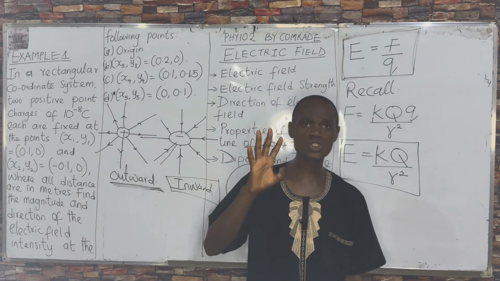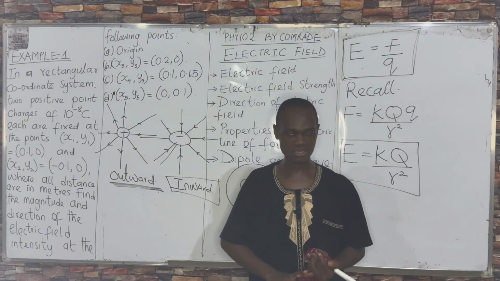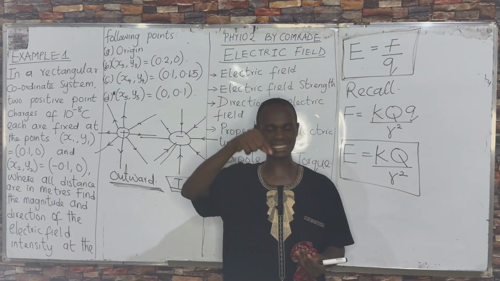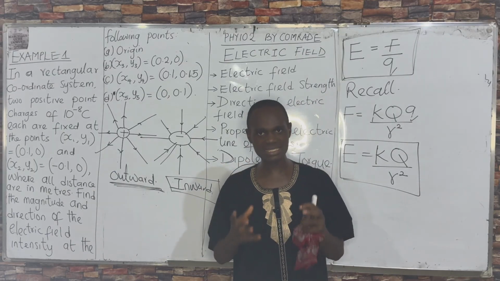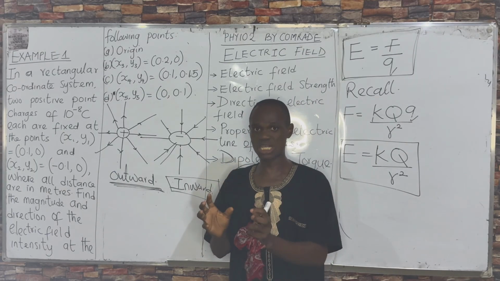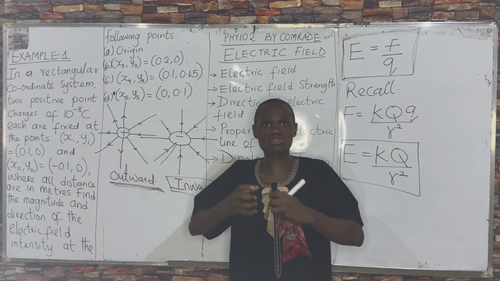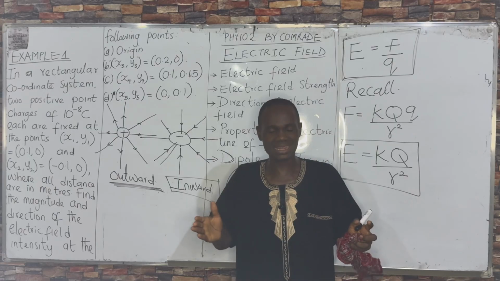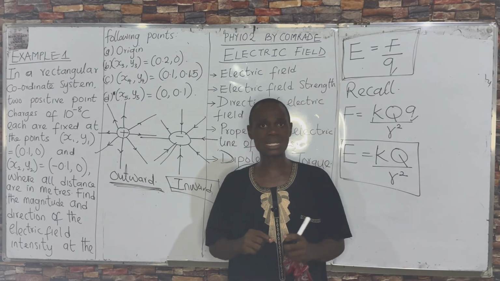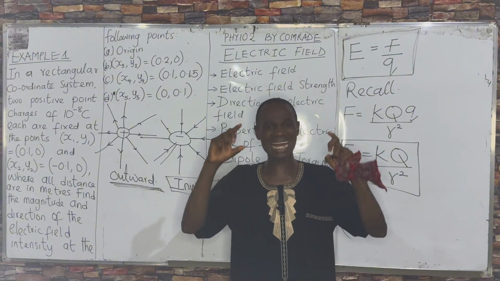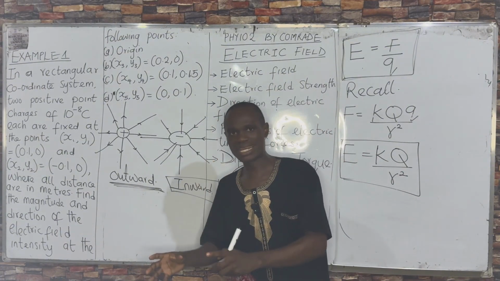So, the properties you must be familiar with in lines of force: number one, lines of force cannot intersect. Number two, the tangent at any point gives you the direction of the field. Number three, the density of the field gives you the strength of the field. Closer lines of force indicate a stronger electric field, while wide lines of force indicate a weak electric field. And for an electric field, lines of force always originate from the positive charge and terminate at the negative charge.